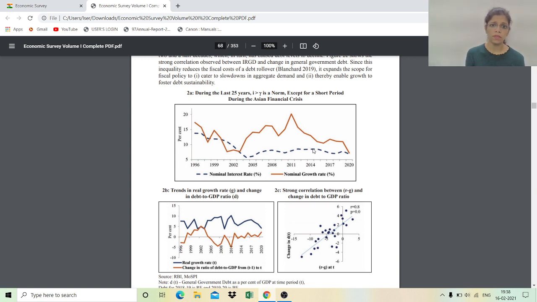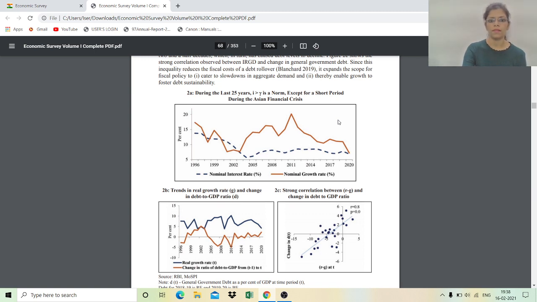Now in India, what can we do? Like I said, our interest rates have been more or less on the stable side, whereas what has been fluctuating is our growth rate. So that means our government can focus more on GDP rather than focusing on debt, because our GDP is something that can fluctuate easily, with the help of increasing or enhancing our growth rates. So the government should focus more on improving the GDP to make debt more sustainable.